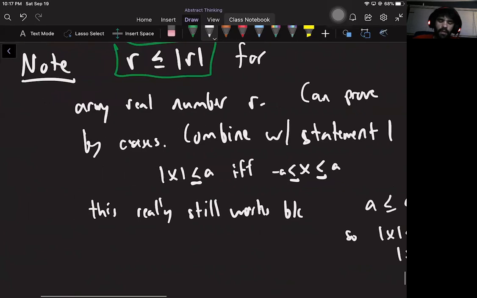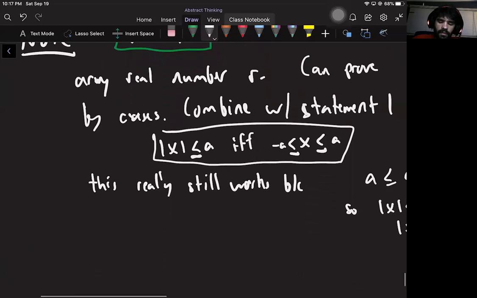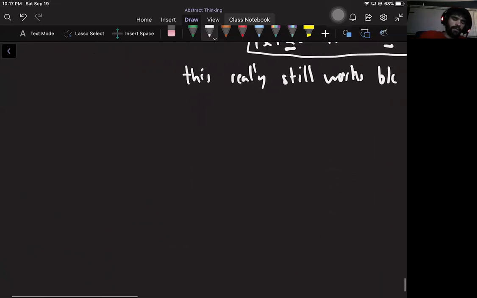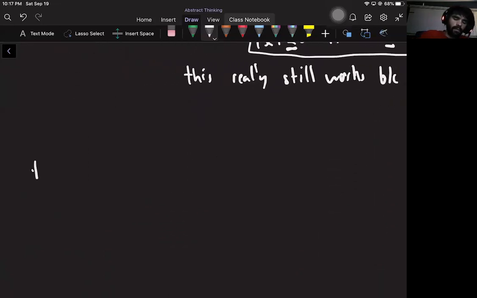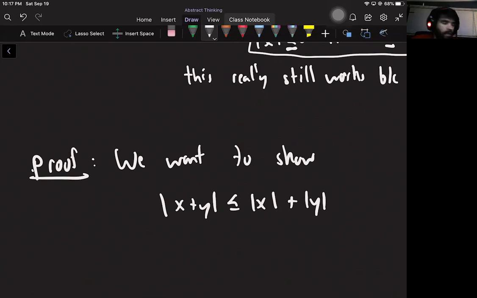Okay, so I'm just going to combine these two things here to prove the triangle inequality. Okay, so that's not really where the proof begins. So now let's do the proof. That was more of a scratch work. So we want to show, just to remind you of what it was, that if I add two numbers inside of an absolute value, it's always less than or equal to adding them up separately with absolute values. Okay, so how are we going to prove this?